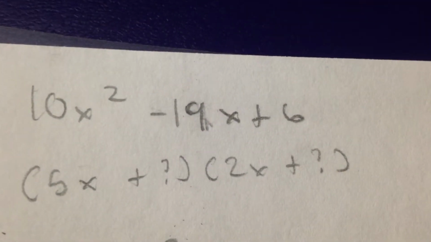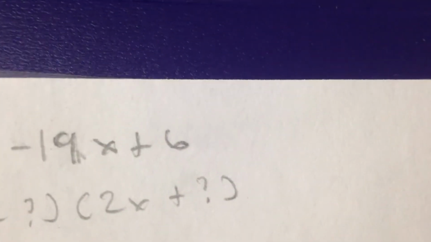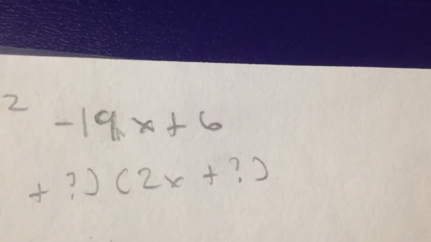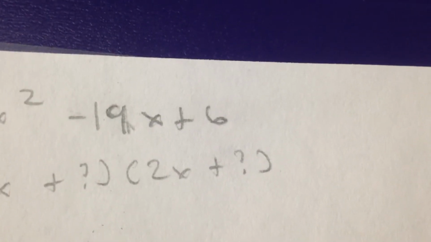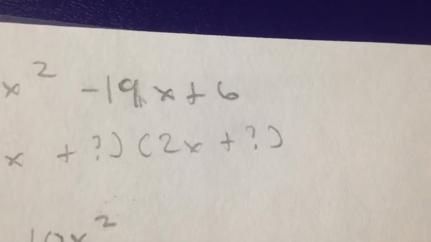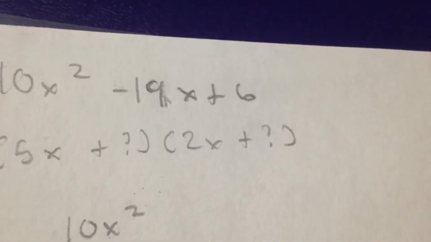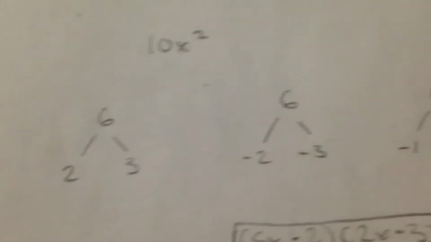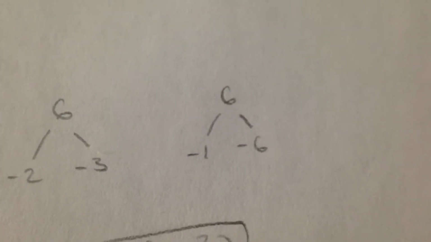Now to find minus 19x, we really have to find plus 6. And once we find two numbers that will multiply to positive 6, and then we place them in the right positions in the parentheses, we automatically just get the second number. So here are our possibilities for the number 6: 1 times 6, 2 times 3, negative 2 times negative 3, and negative 1 times negative 6.